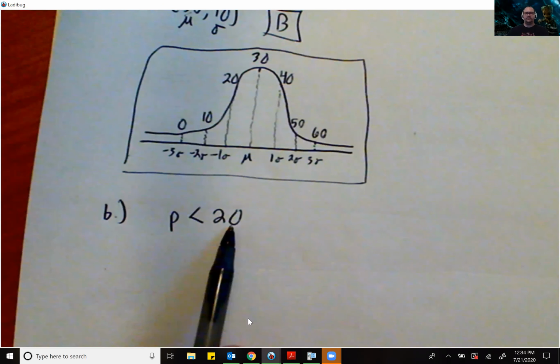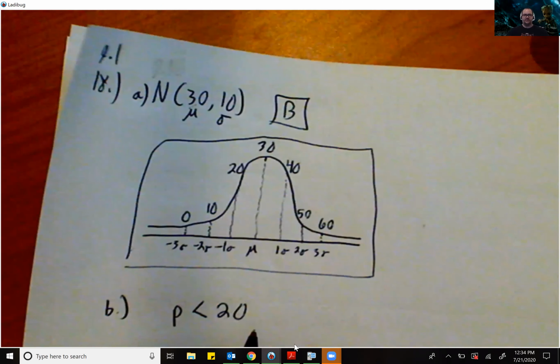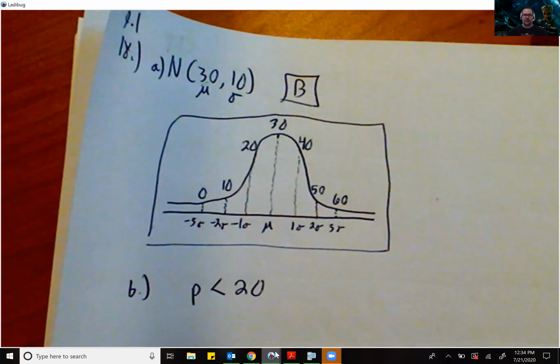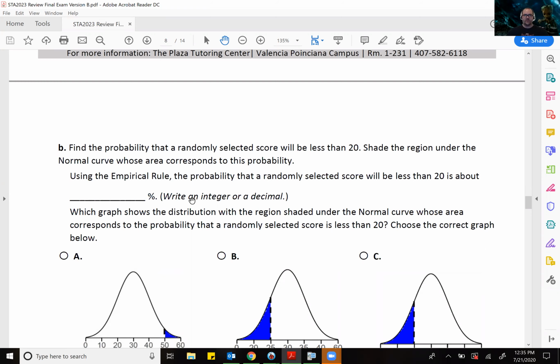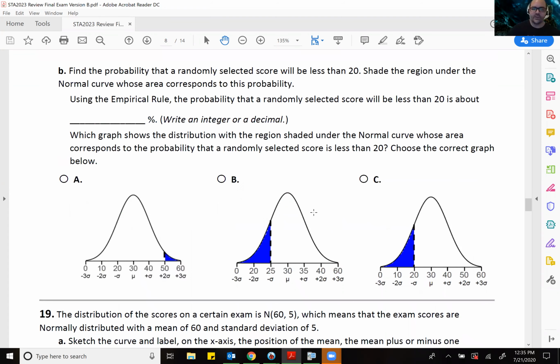Well, all we need to do is go into StatCrunch and run this information, and StatCrunch will also show us which picture it's going to look like. But hopefully you already know which picture it should be, because it should look like C. This is the only picture that's at 20 and less than. So the graph picture is definitely C.